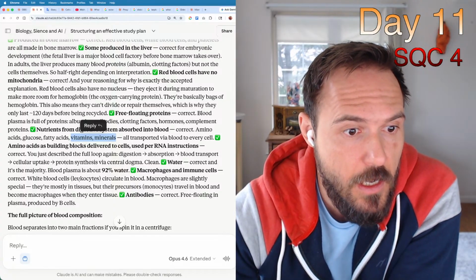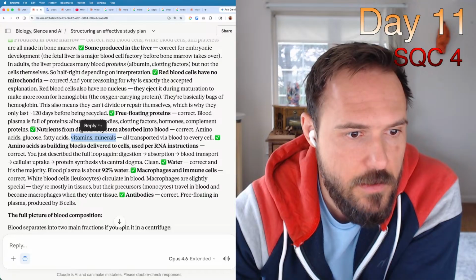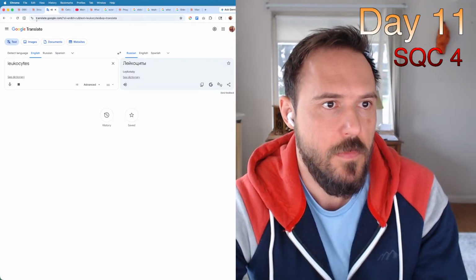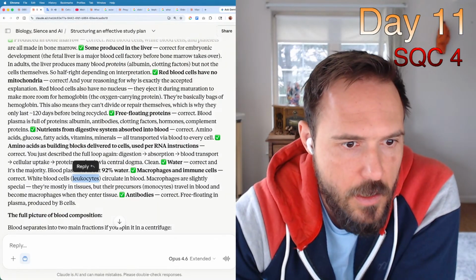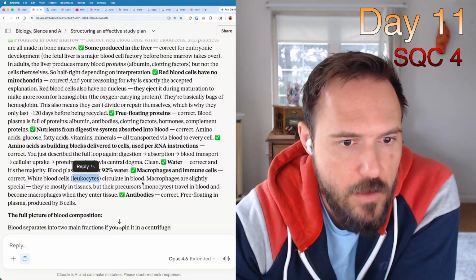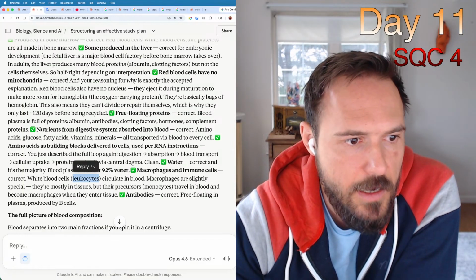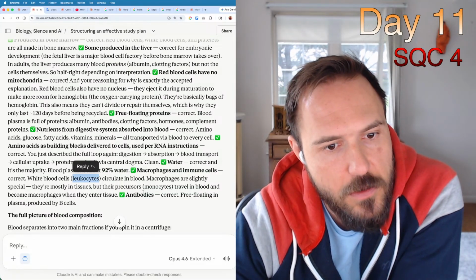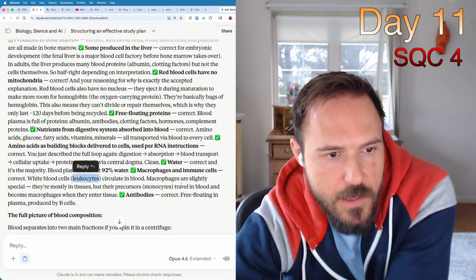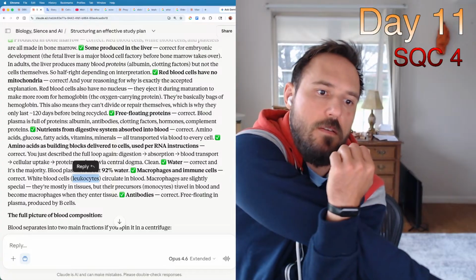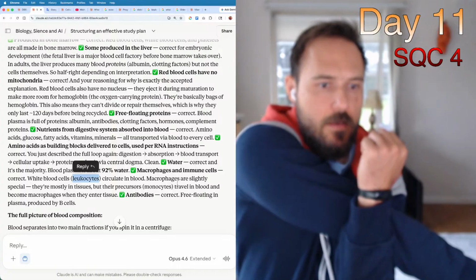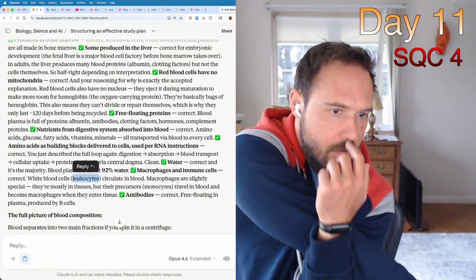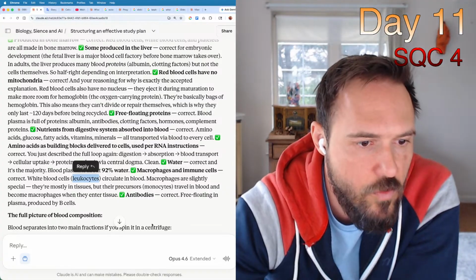White blood cells, leukocytes. Leukocytes circulate in blood. Macrophages are slightly special. They're mostly in tissues. But the precursor monocytes travel in blood and become macrophages when they enter the tissue. Antibodies, correct. Free floating in plasma, produced by B cells. The full picture of blood composition.